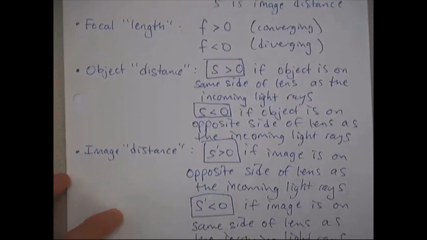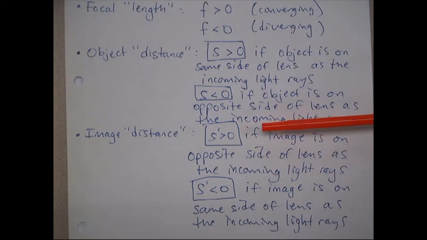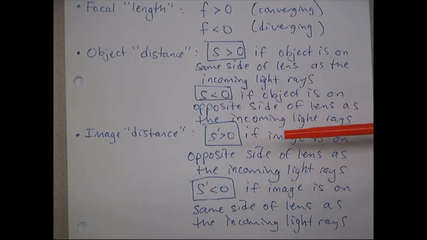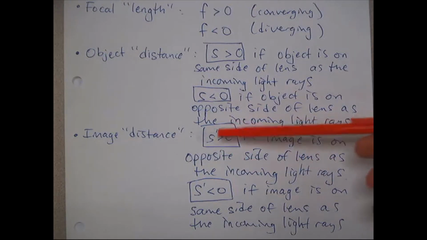Finally, for the image distance, you need to follow a similar set of rules. The image distance will be positive, s prime, if the image is on the opposite side of the lens as the incoming light rays. And the image distance, s prime, will be negative if the image is on the same side of the lens as the incoming light rays. So for single lenses, the only way s prime will be positive is if you have the converging lens with s greater than f. That was our one real image.